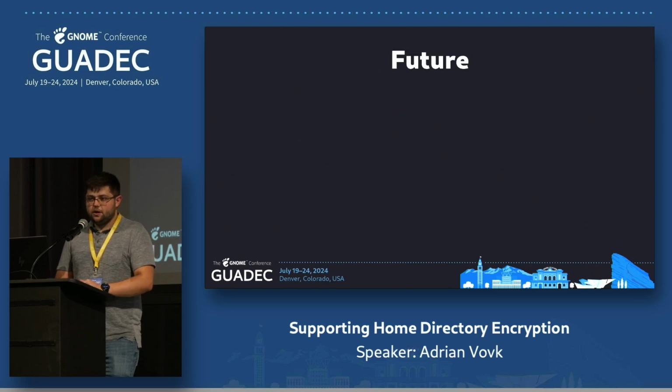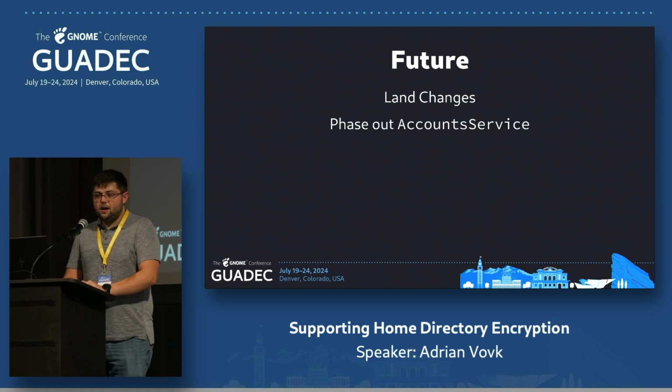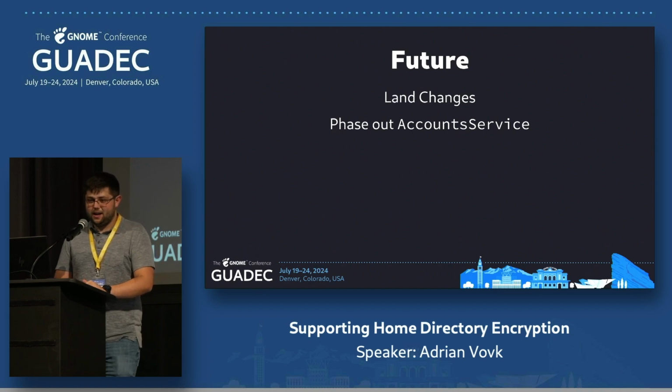All right, future work. Because this work isn't done, we need to land everything that is still pending: reviews, rebases, all of that. I would suggest that we start phasing out AccountsService, and by that I mean clients should start talking to HomeD directly. My understanding is that AccountsService was a temporary solution that became permanent, and so we have unified APIs in systemd now to kind of replace AccountsService. So if you want more details, come talk to me.